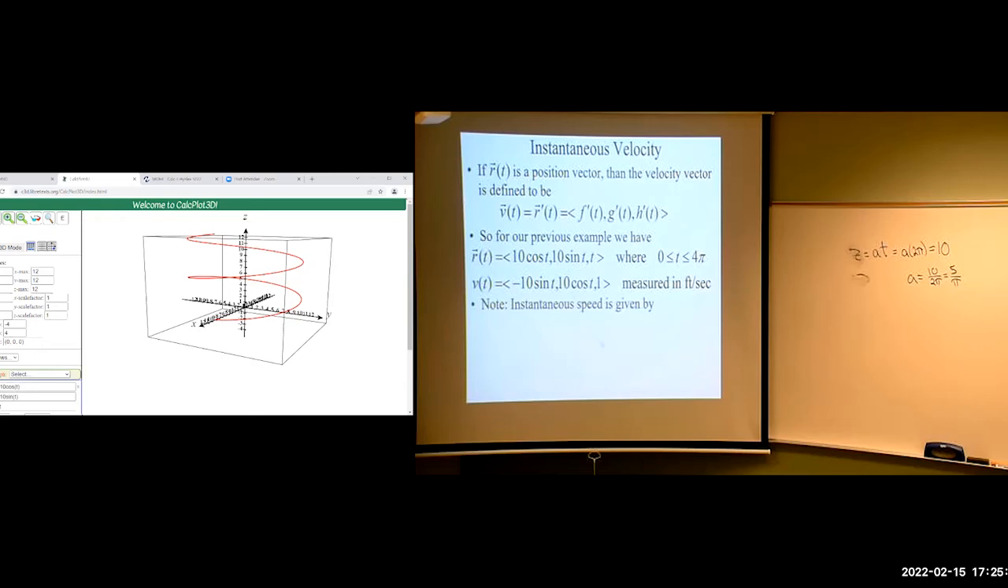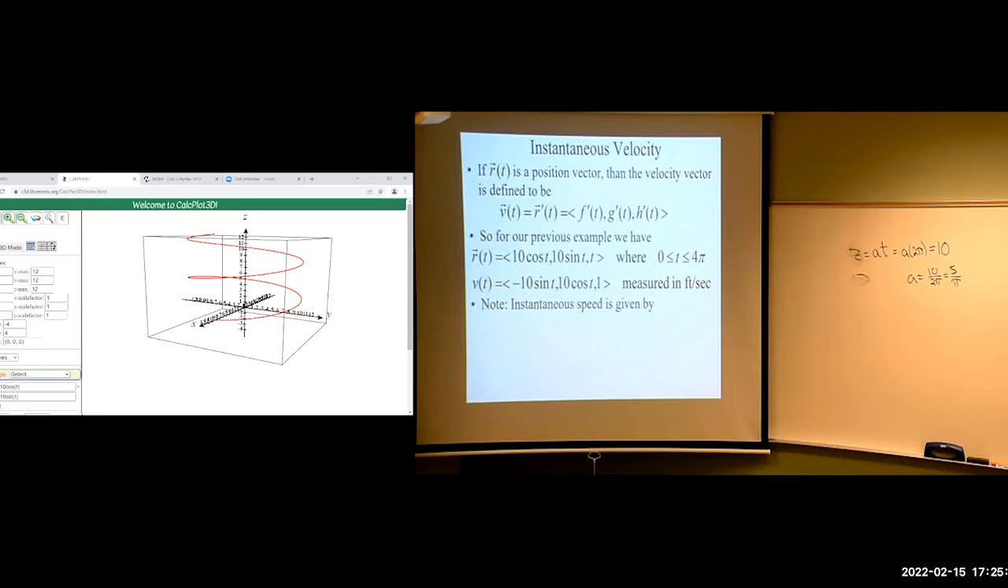Now, one of the things we want to talk about is the difference between speed and velocity. Velocity is a vector valued quantity, meaning it has direction and magnitude. The magnitude of velocity is speed. So make sure you differentiate between those two.